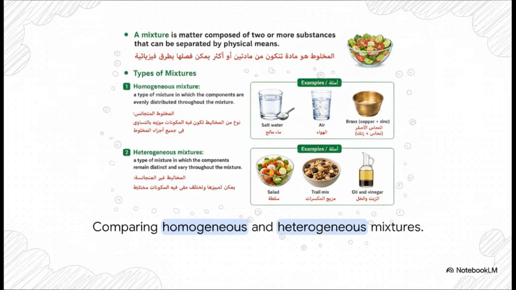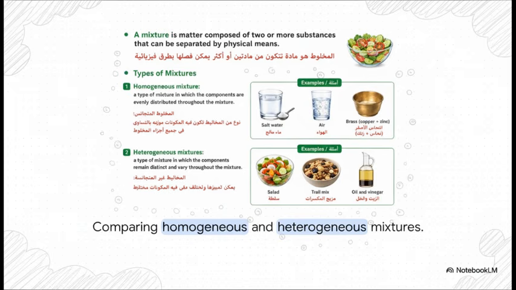First, the homogeneous mixture, or makhlut mutajanis, where components are evenly distributed throughout. If you dissolve salt in water, every single drop of that water tastes equally salty. Air and brass are also homogeneous. Then we have heterogeneous mixtures, or makhlut gair mutajanis, where the components remain completely distinct and vary throughout.